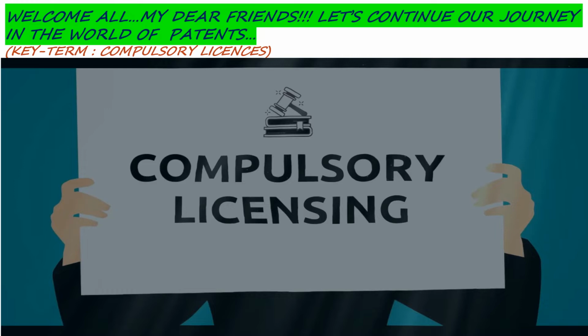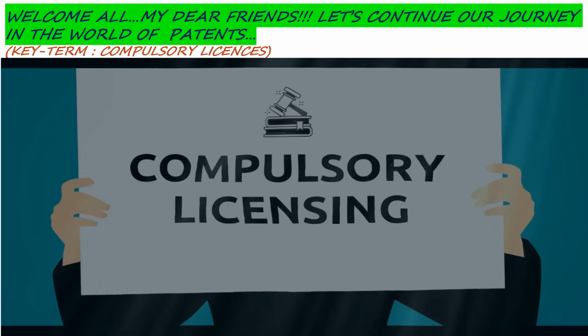Let us continue our journey in the world of patents. Today's key term is compulsory licenses. Okay, friends, till now we have discussed up to form number 16 and its relevant sections and rules. So now it's the turn for form number 17. The key term for form number 17 and its relevant sections and rules is compulsory licenses.